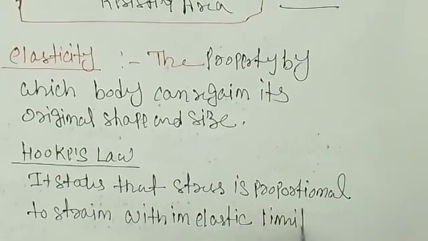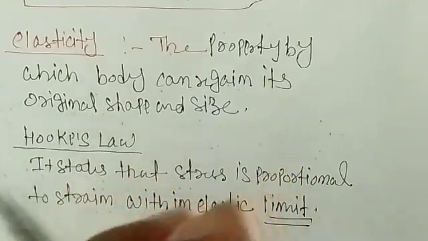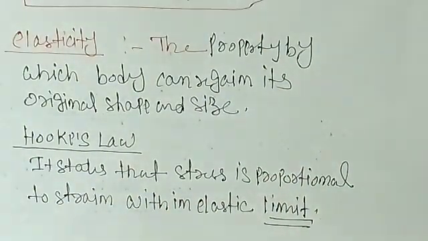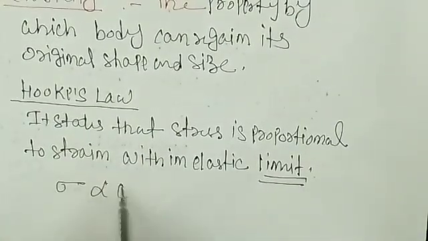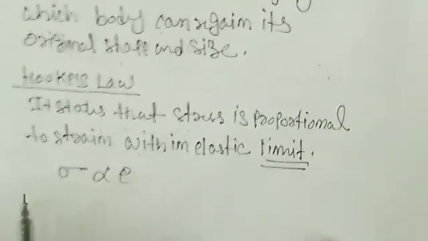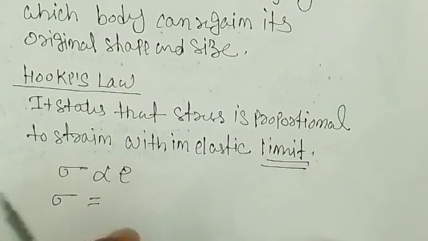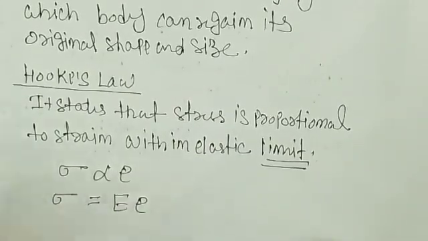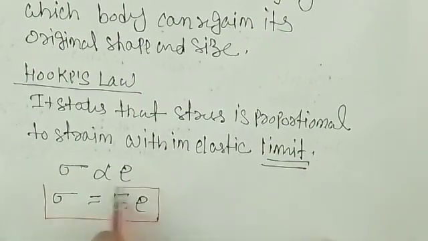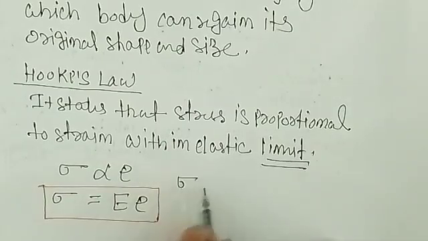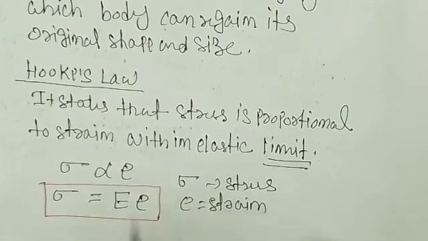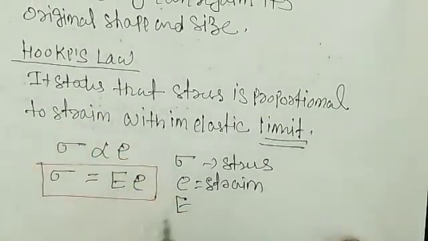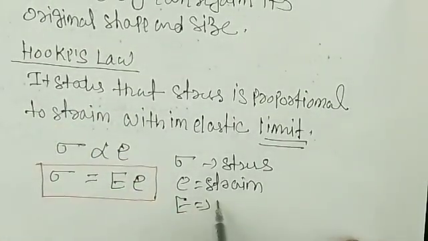Within elastic limit means what? Up to which the body can regain its original shape and size. Up to that limit the stress will be proportional to strain. So mathematically, sigma, stress, is proportional to strain. To remove this proportionality, we use one constant. That constant we call the elastic modulus, right? Sigma is equal to capital E into e. This is your Hooke's law, where sigma is the stress or intensity of stress, e is the strain, right? And capital E is the modulus of elasticity or elastic modulus, you can say.